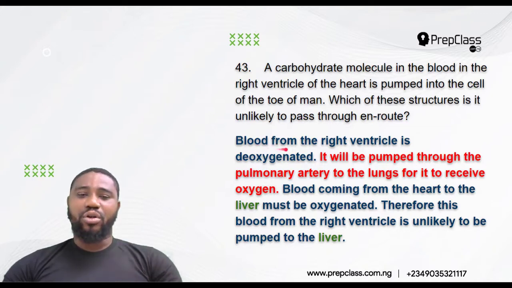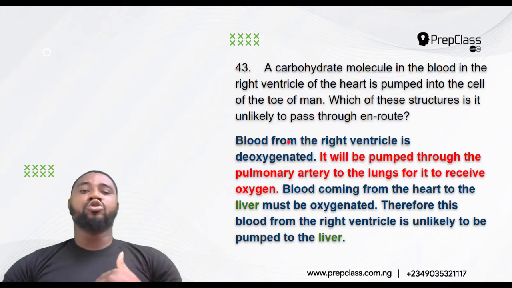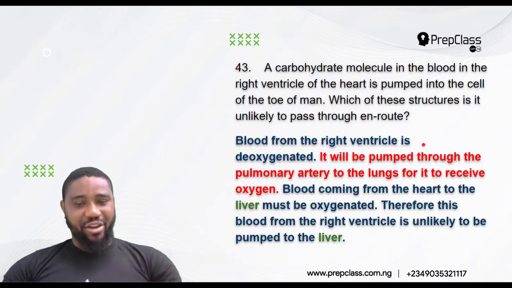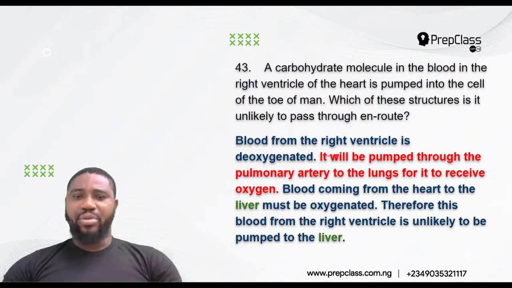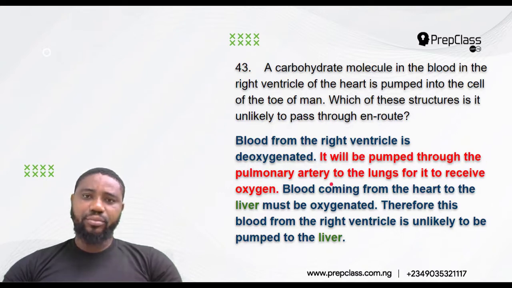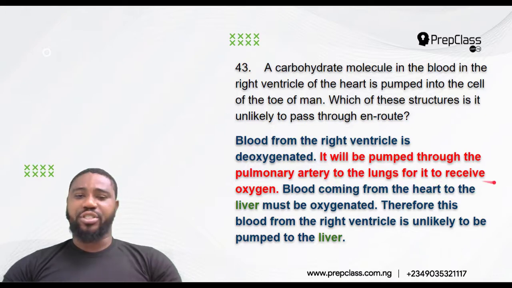Now they're telling us that blood was pumped from the right ventricle. The right part deals with deoxygenated blood, and the left part deals with what? Oxygenated. So since the blood was pumped from the right ventricle, the right part deals with deoxygenated. That means that oxygen is not in that blood, so it is deoxygenated blood. That blood from the right ventricle will be pumped through the pulmonary artery to the lungs for it to receive oxygen.